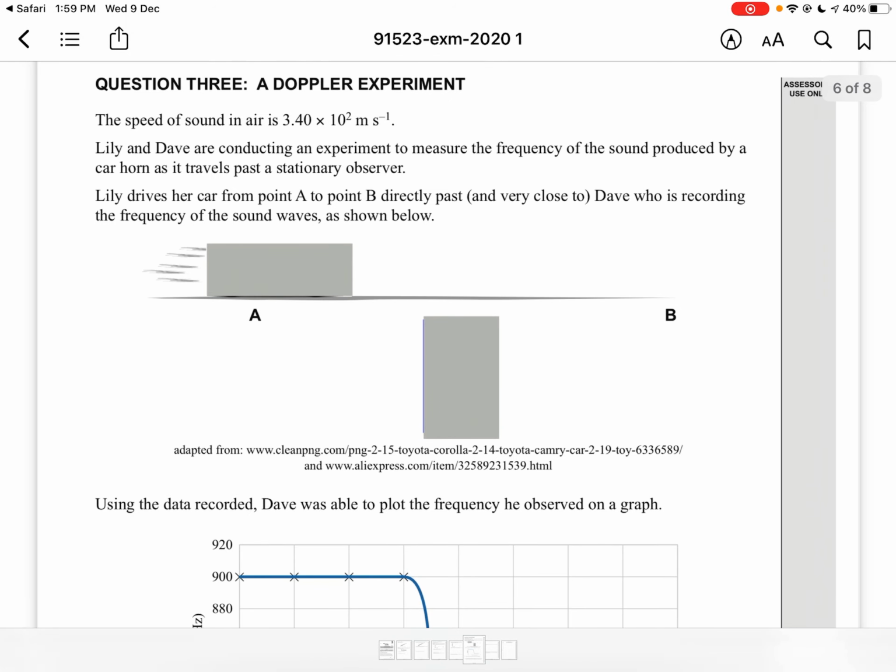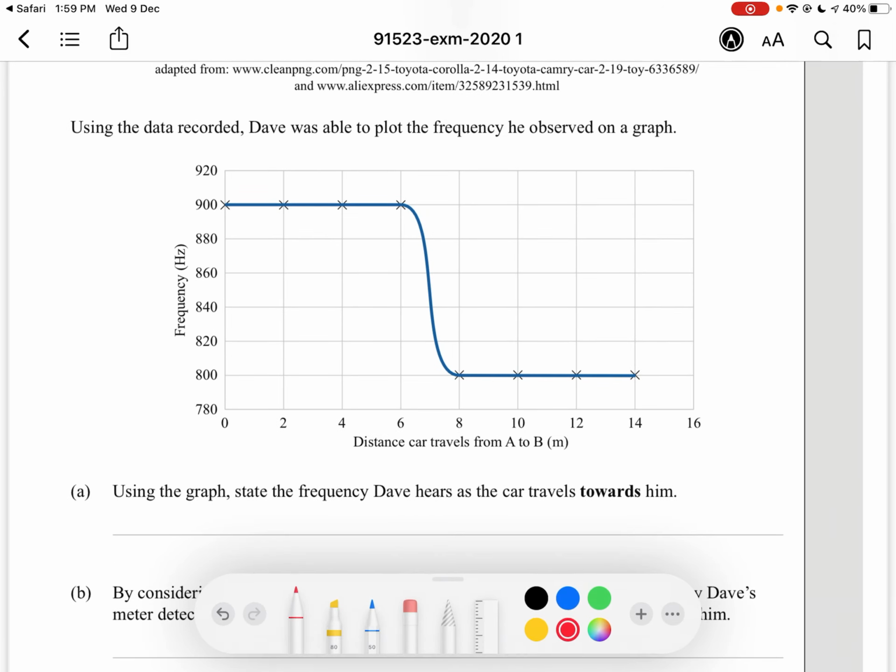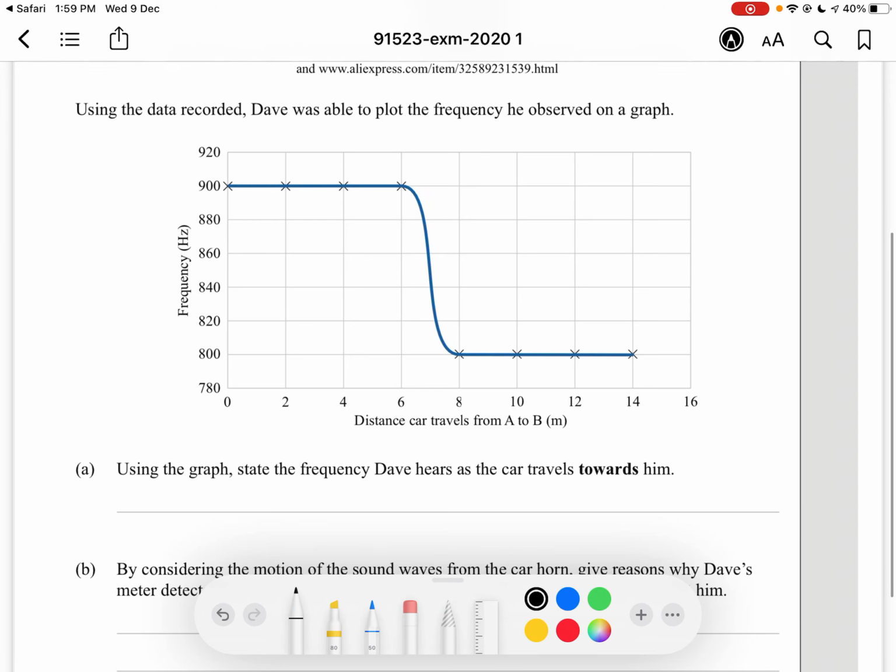Alright, so question 3, a Doppler experiment. The speed of sound is 340 meters per second. Lily and Dave are conducting an experiment to measure the frequency of the sound produced by a car horn as it travels past a stationary observer. Lily drives her car from point A to point B, directly past Dave, who is recording the frequency of the sound waves as shown below. Using the data recorded, Dave was able to plot the frequency observed on a graph.